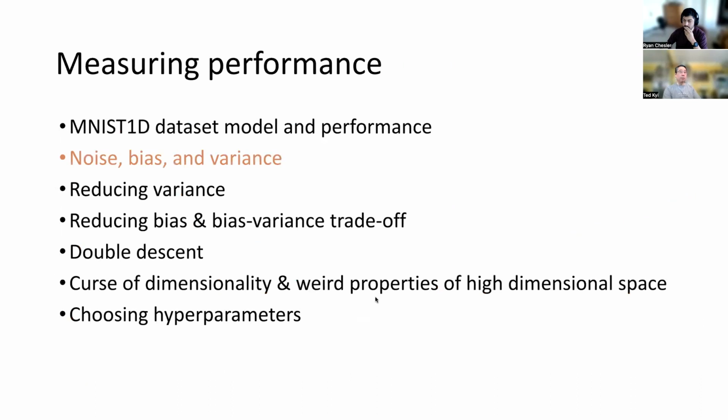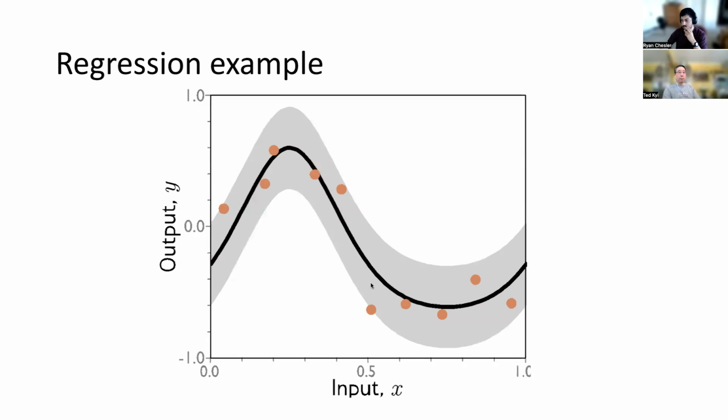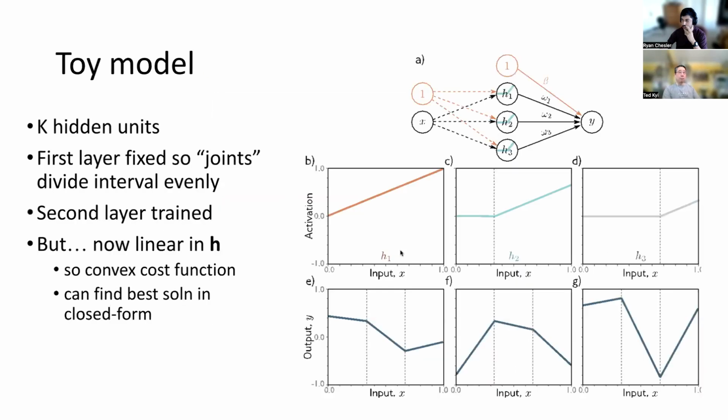So then we can break down its error into three separate parts. One of them is noise. So just saying this black line is the true function of our data, and then the orange dots are the sampled points from inside of that. And then the bigger boundary around that is kind of a representation of the noise and the uncertainty.